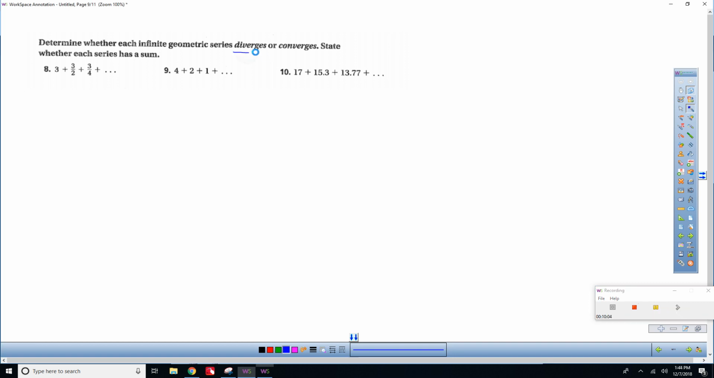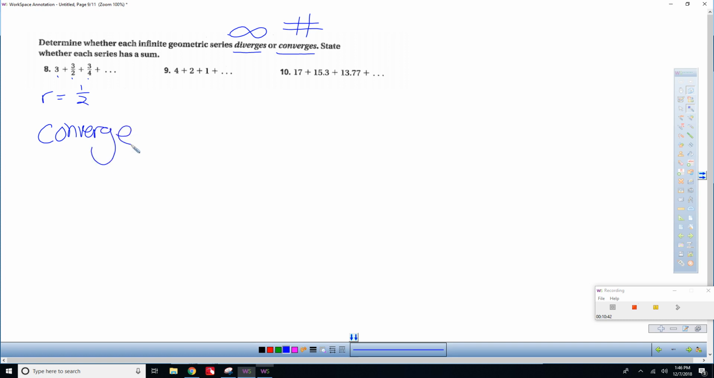Okay, so what do these words diverge and converge mean? Diverge means it goes to infinity, and converge means it goes to a number. So all we have to do is check our R. Here it looks like R is a half. We multiplied by a half. We multiplied by a half. So since R is a half, when we add all these things up, it's going to converge to a number.